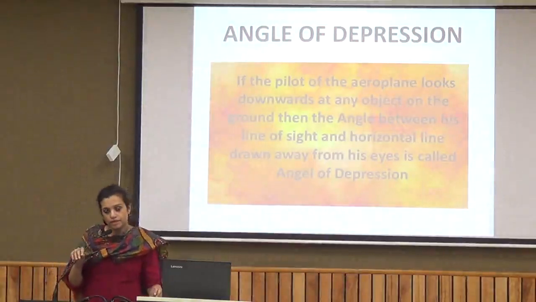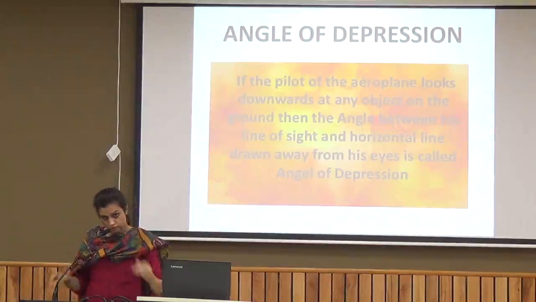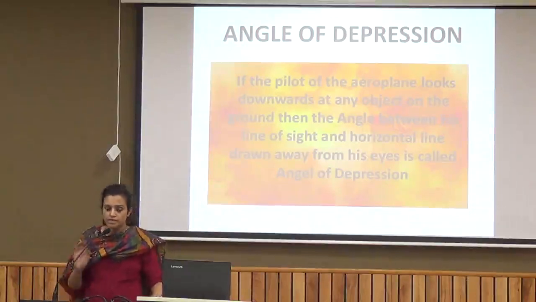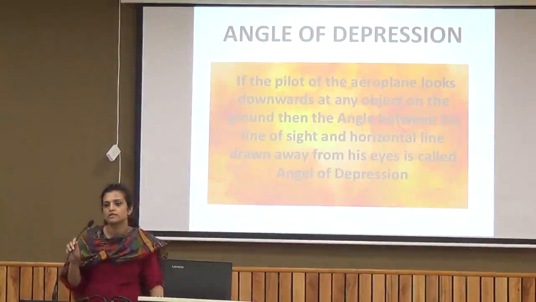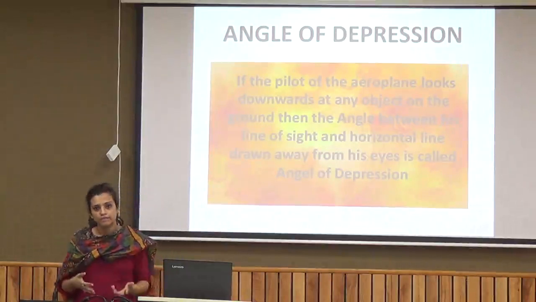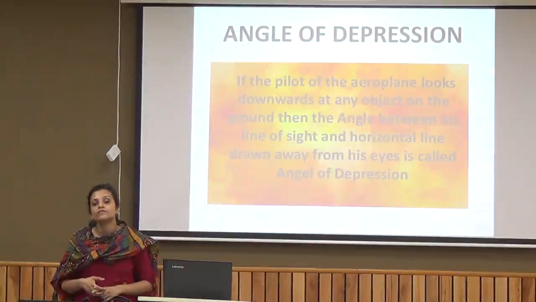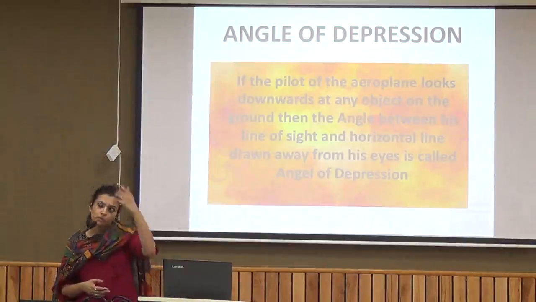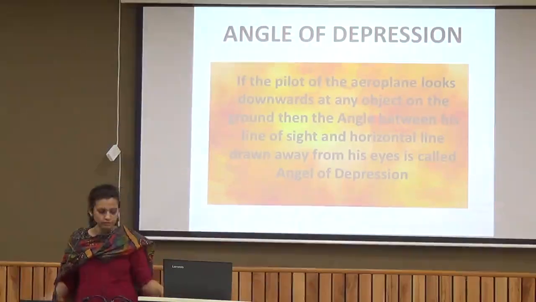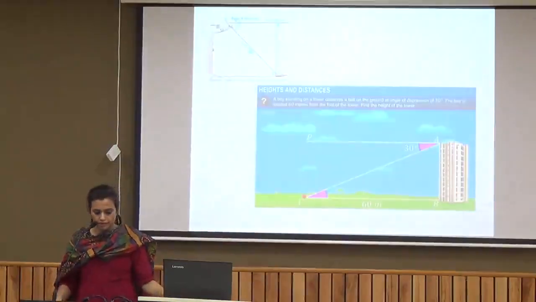Now, if the pilot of the aeroplane looks downward at any object on the ground, then the angle between the line of sight and the horizontal line is going to be the angle of depression. See children, it's nothing but just the opposite of angle of elevation. If I'm looking at something which is high up in the air, that makes the angle of elevation, and if the person is watching me down, that will be the angle of depression. Look at the picture.